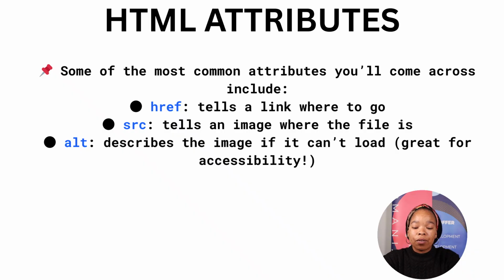Think of attributes like notes that give extra instruction to your HTML elements. They always go inside the opening tag and add more meaning or behavior. Some of the most common attributes you'll come across include href, which tells a link where to go. src tells an image where the file is. Alt describes the image if it can't load, which is also great for accessibility.